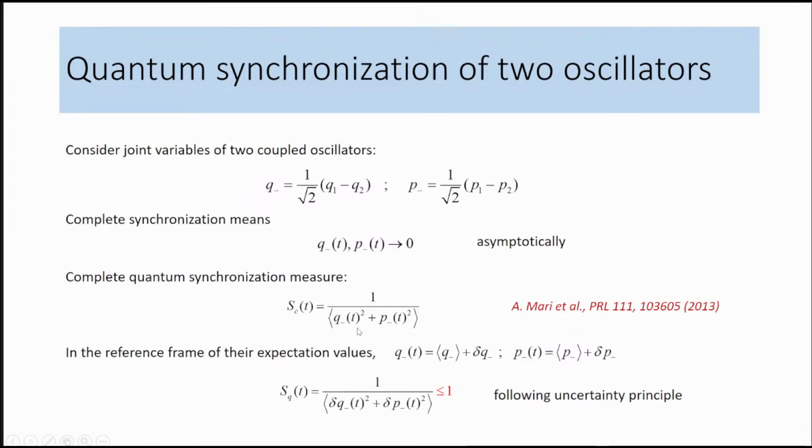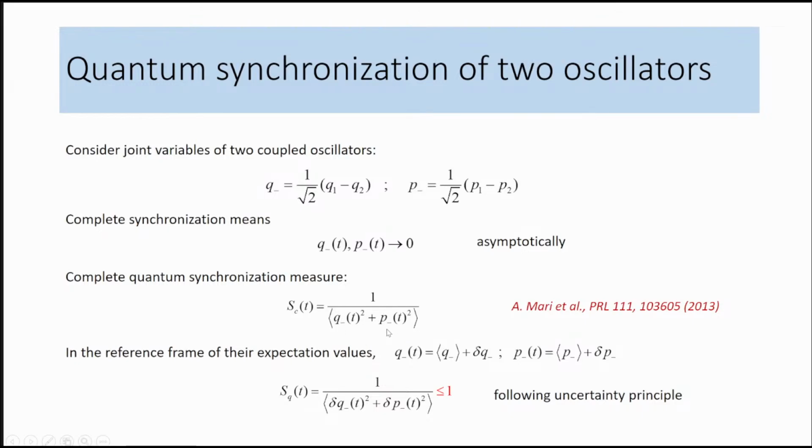They considered not the RMS values of Q minus and P minus, rather Q minus square average and P minus square average. This will become the uncertainty if Q minus average and P minus average vanish. In any case, this is the measurement they are talking about.